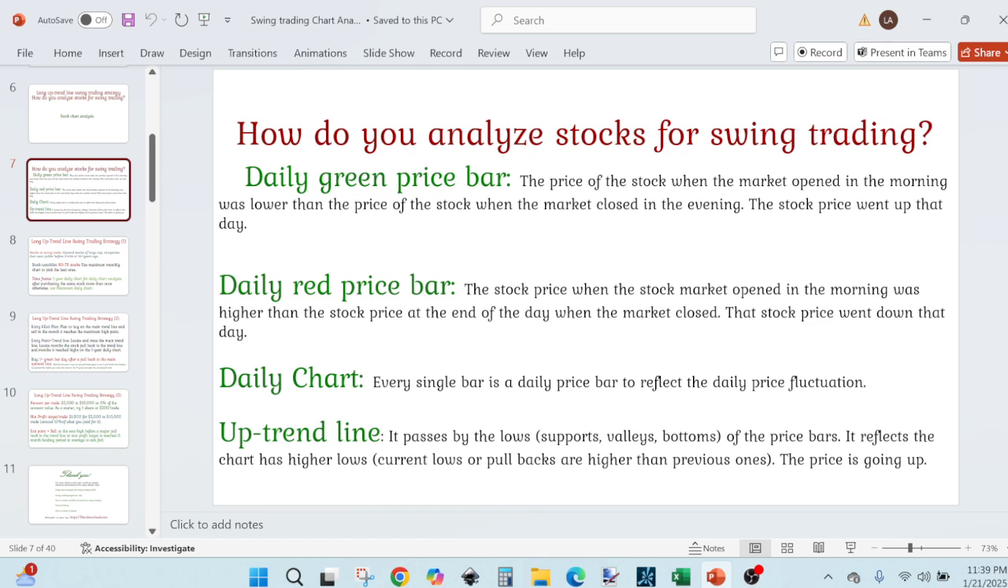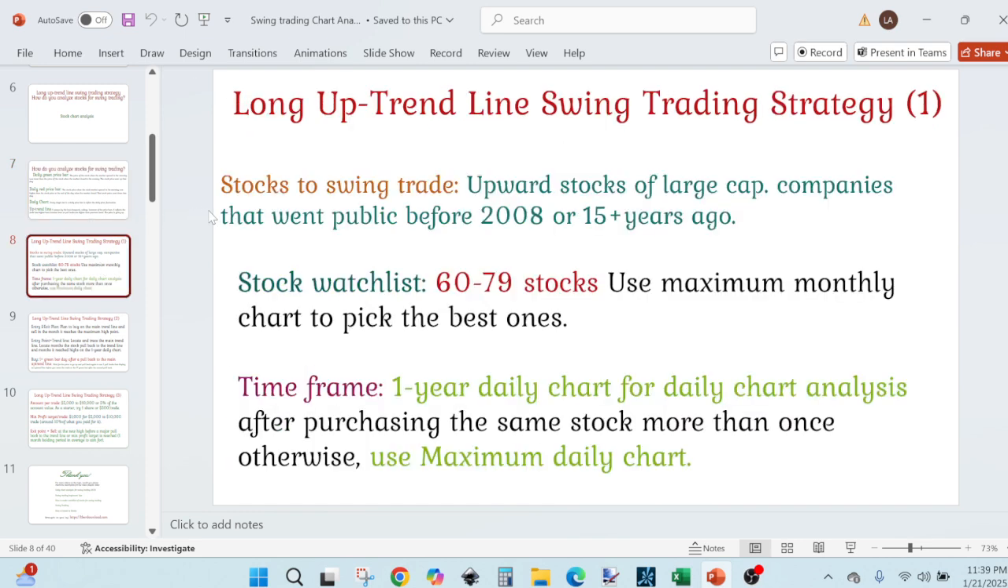But using 1 year daily chart for the stock and using maximum daily chart for that same stock just gives us two different patterns of the chart, the short version and the long version of it. But again, yeah, it is interesting.